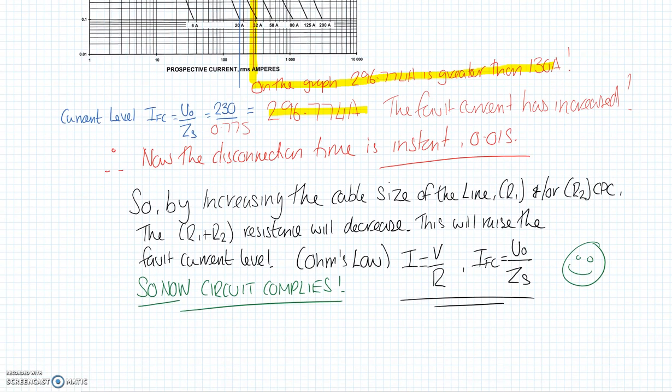So just to summarise, by increasing the cable size of the line, R1 or R2, or both, the resistance will decrease. This will raise the fault current level, and it's basically Ohm's law. So now the circuit complies.